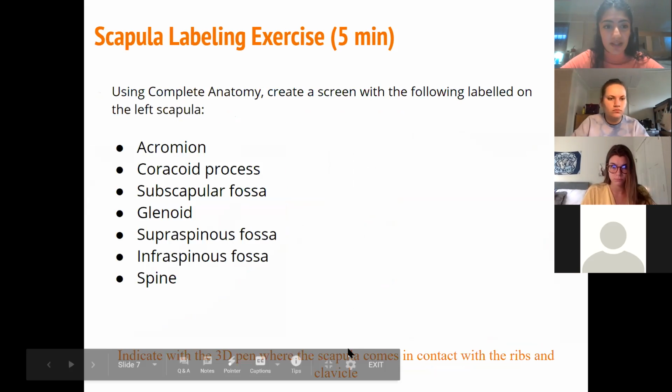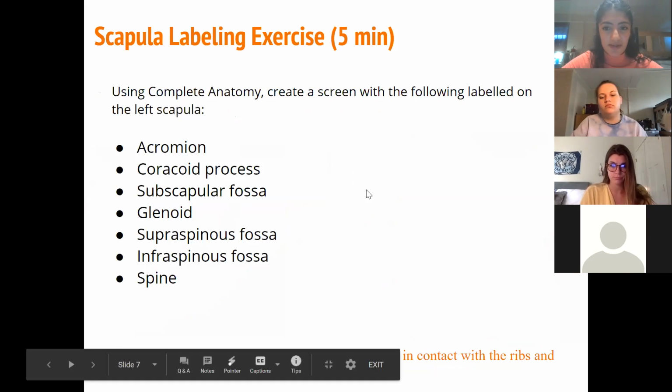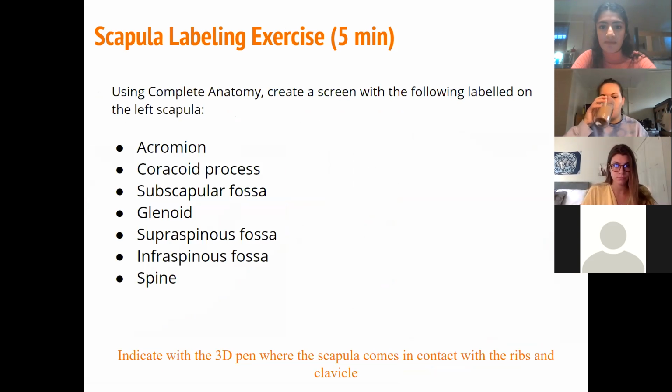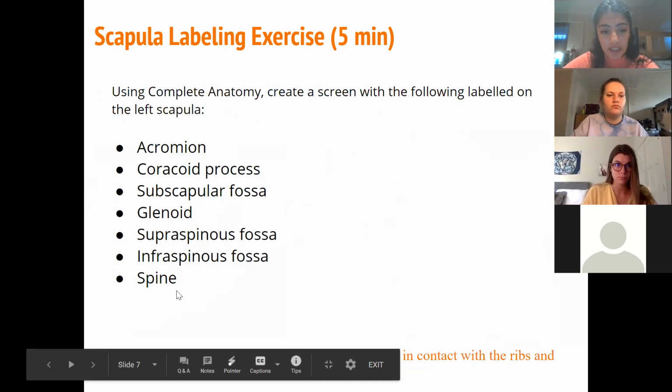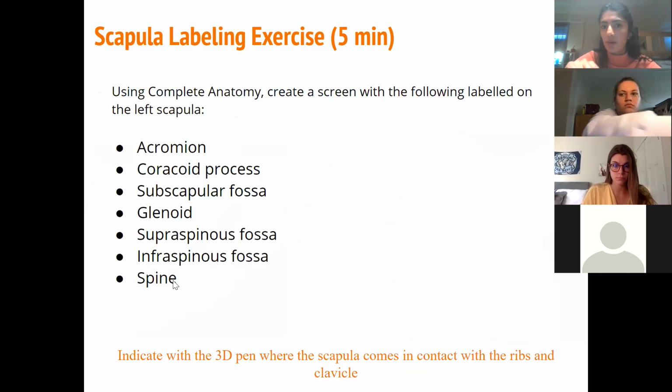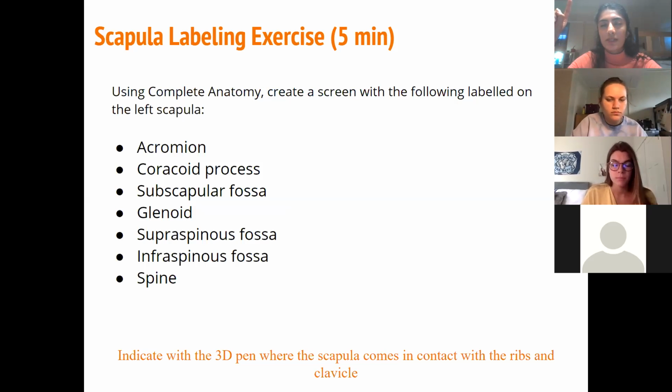Okay, so here's that quick little Complete Anatomy activity I was talking about earlier. If you can go ahead and pull up Complete Anatomy, what I'd like you to do is make a screen with the left scapula and add all these different labels for the scapula. You can go to tools, then label, and either click once and it'll decide what the label is you're trying to get, or you can double tap and add your own labels.